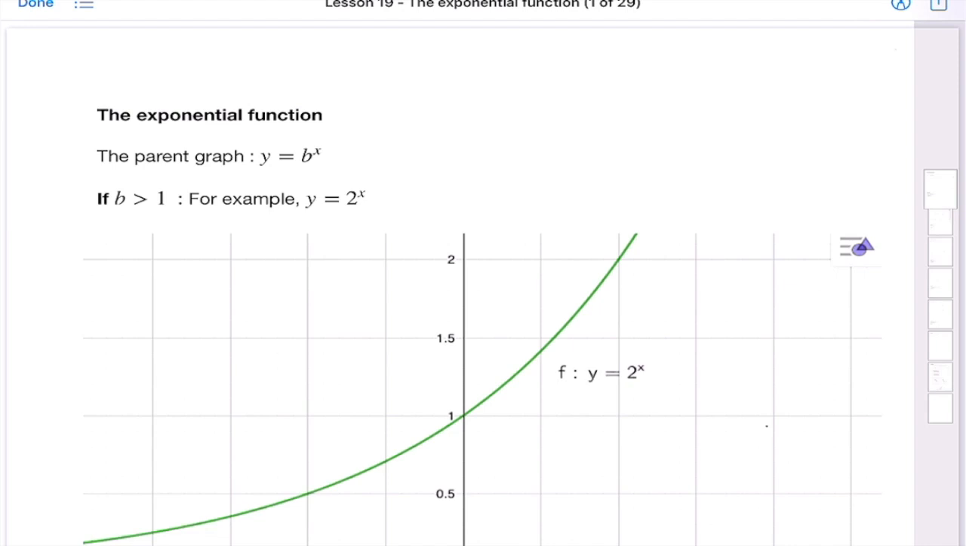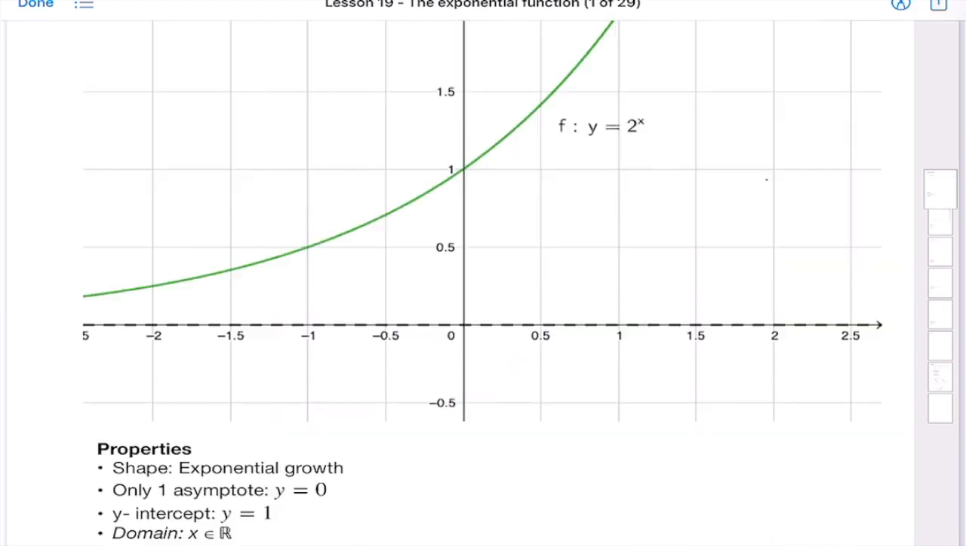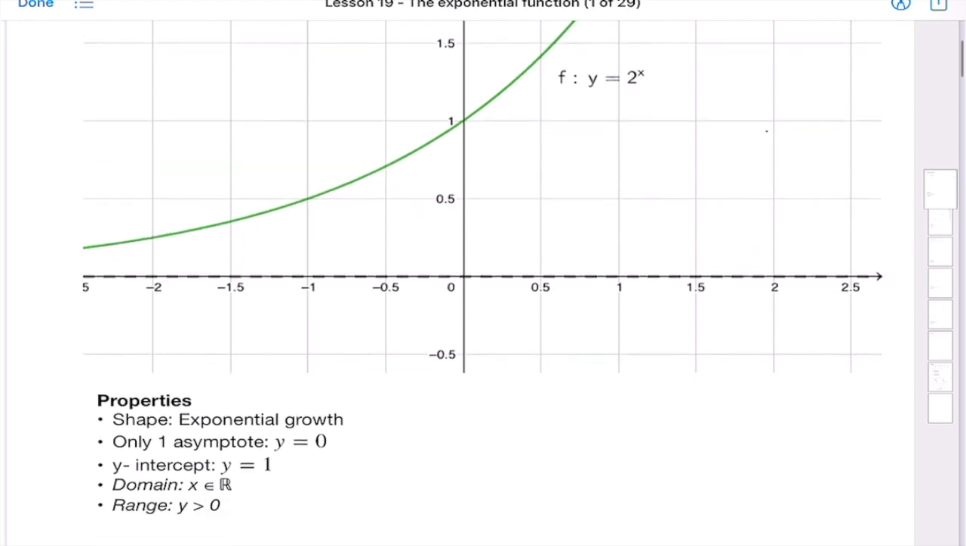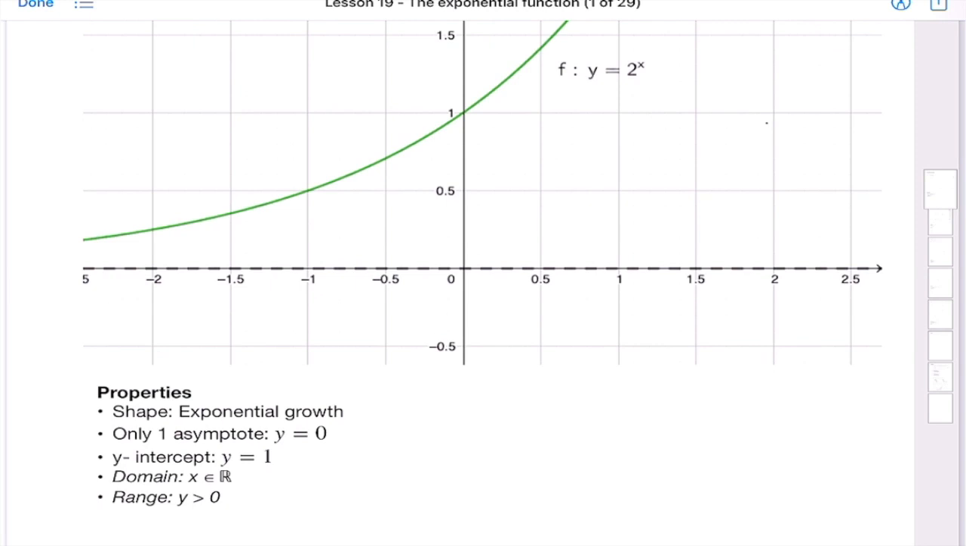Let's start with y is equal to 2 to the power of x. b is equal to 2 in this case, which is a number greater than 1. This graph represents what we call exponential growth. The asymptote is that dotted line there, the x-axis.